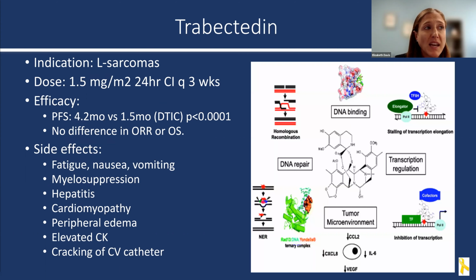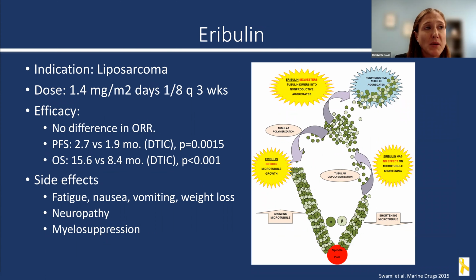Trabectedin was approved again based on an improvement of progression-free survival from 1.5 months to 4.2 months. And this agent in its study was compared to dacarbazine. And then Eribulin is a drug that's FDA approved only for liposarcoma, and it was approved based on an improvement both in progression-free and overall survival compared to dacarbazine. So a reasonable option for people with liposarcoma.